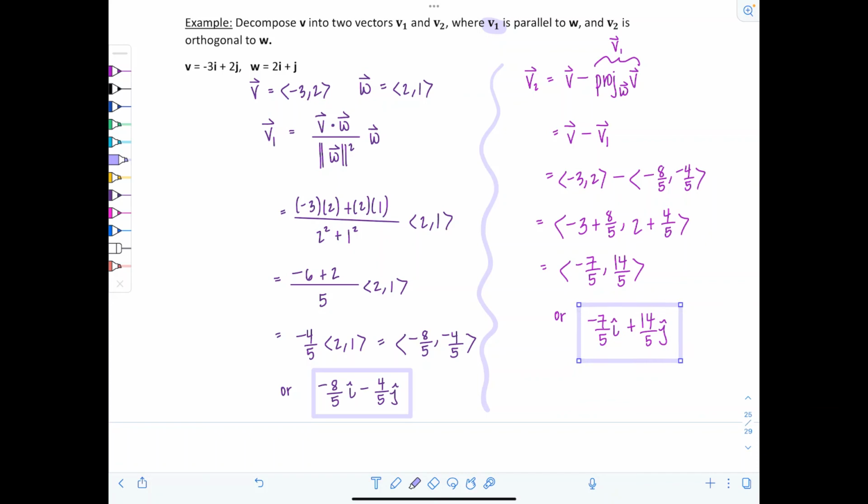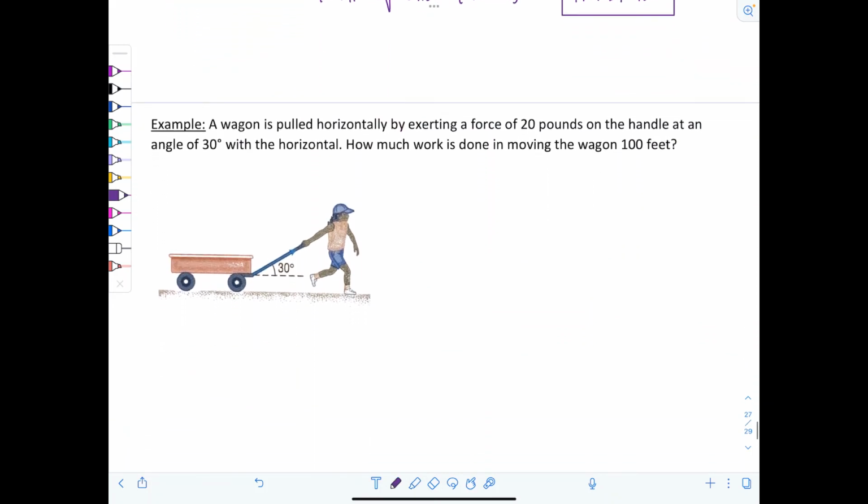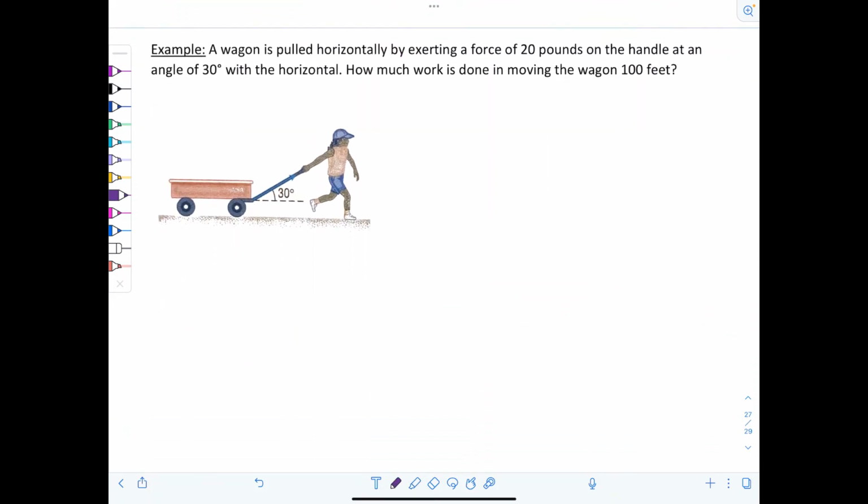Okay, good. A wagon is pulled horizontally by exerting a force of 20 pounds on the handle at an angle of 30 degrees with the horizontal. How much work is done in moving the wagon 100 feet?